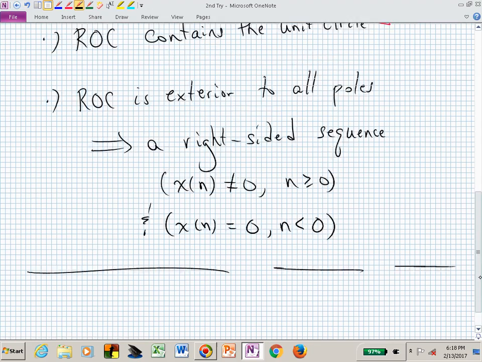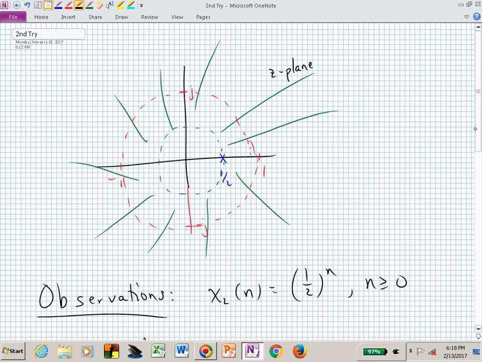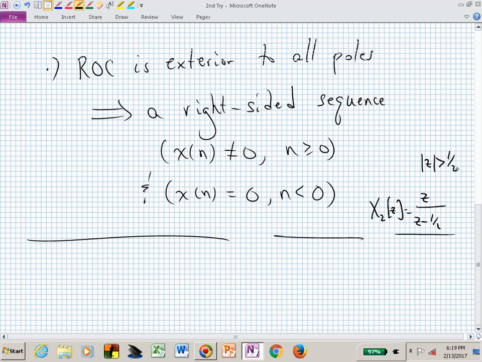In this case, what did we need z to be for our sequence to be bounded? We needed the absolute value of z bigger than 1/2. And that allowed that sequence to sum to a bounded value or a well-behaved number, so that now for this particular sequence's z transform, we had capital X sub 2 of z equaling z over z minus 1/2, but this one was for z bigger than 1/2.